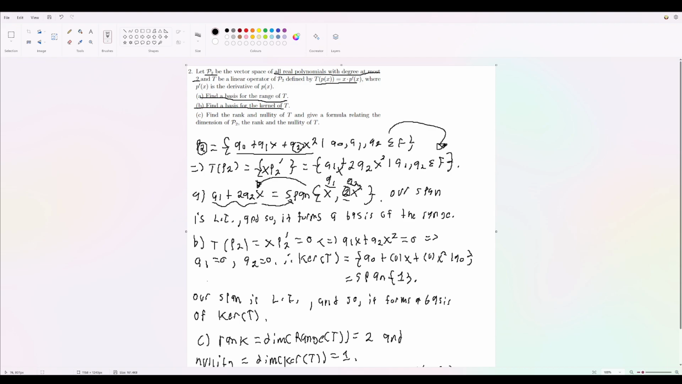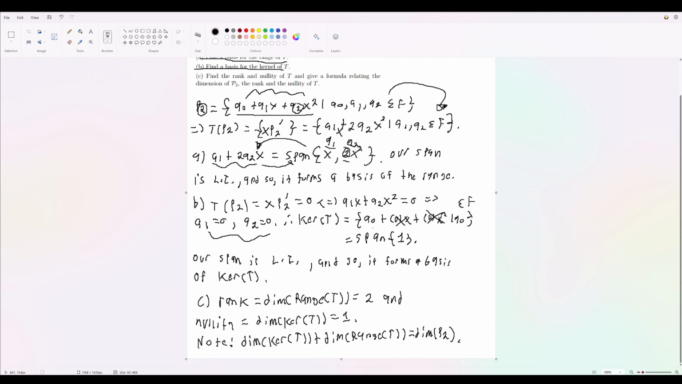We're going to take these values and actually sub them back into our original set over here. It's very important that you do that. So once we do that, we're just going to get a0 plus a1x plus a2x squared. But since these are equal to 0, we're just going to get rid of them like this. Define it once again to be an element of the field. Therefore, once we take the span, we're just going to take the coefficient out. Therefore, equals span of 1. So our span is linearly independent, and so it forms a basis of the kernel of T. Right? This is linearly independent, it's just one element.